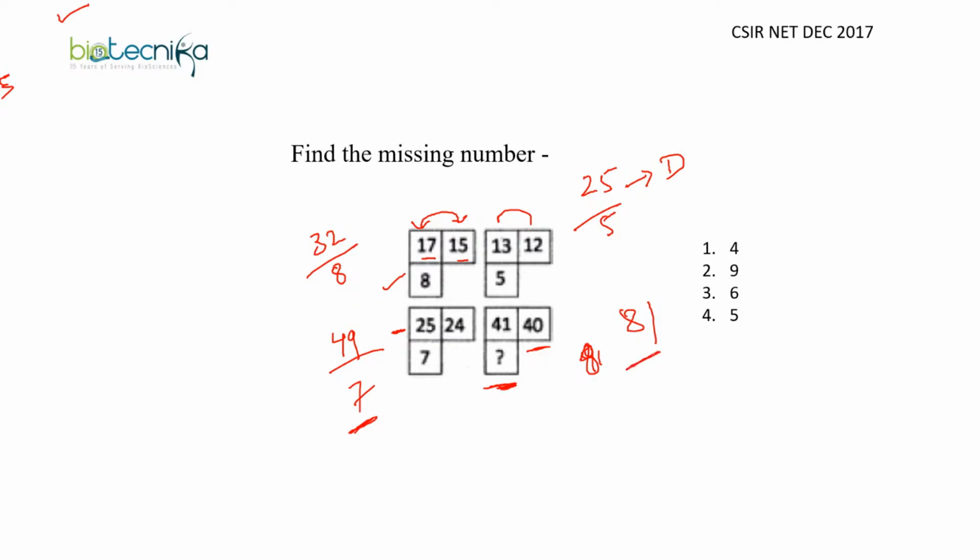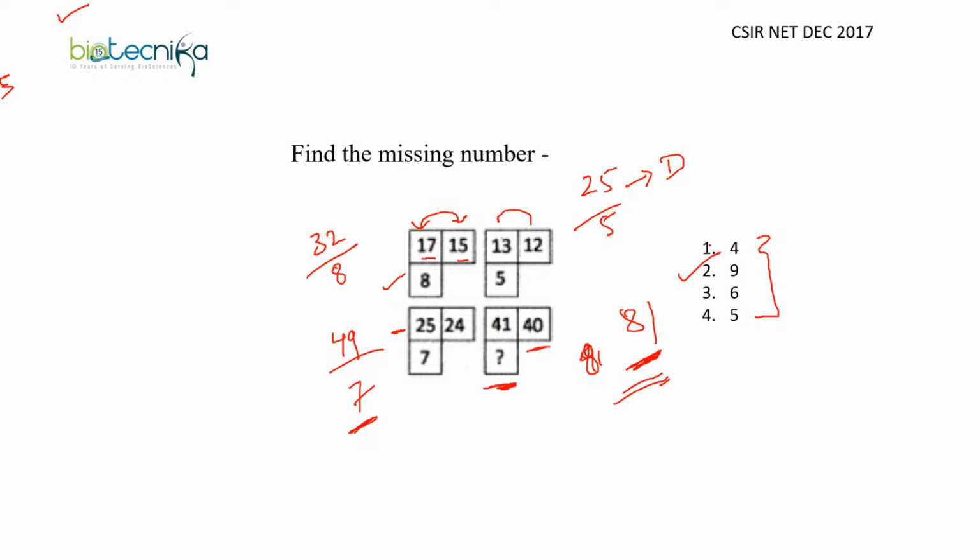So what will we divide 81 by? We will just see the options. To divide 81, we will see the options. Which number among these can divide 81? So obviously my correct answer would be option number 2, that is 9. Okay, 9 is my correct option. Option number 2.